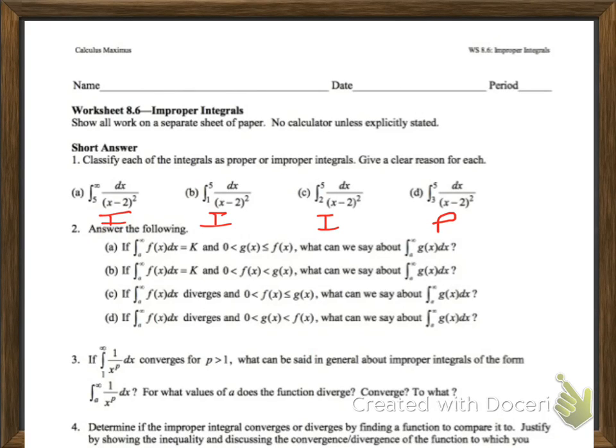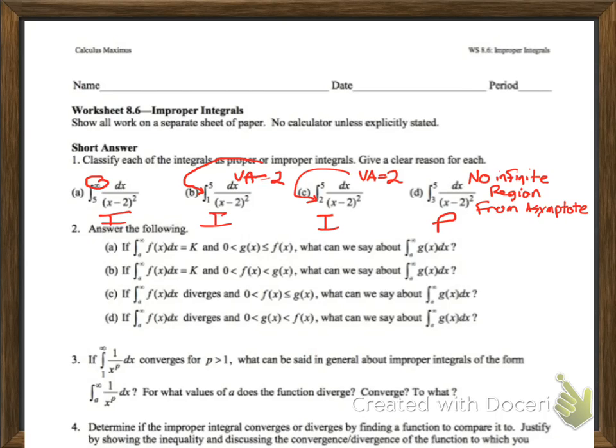So we have the first one: improper, improper, proper. And let me show you why, because I know you're dying to know. It has to do with whether it goes to infinity. It's the whole thing with the asymptote and trying to get an area underneath where there's an asymptote involved. So going to infinity makes it improper. One of the endpoints at infinity: improper.